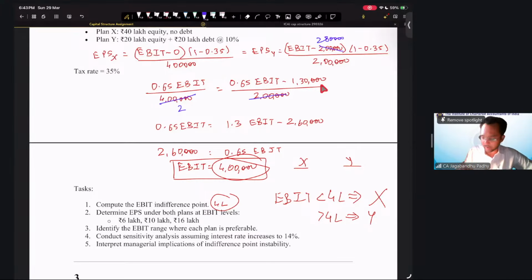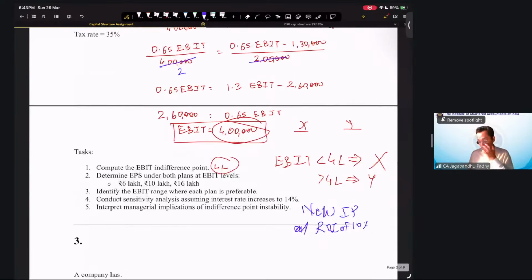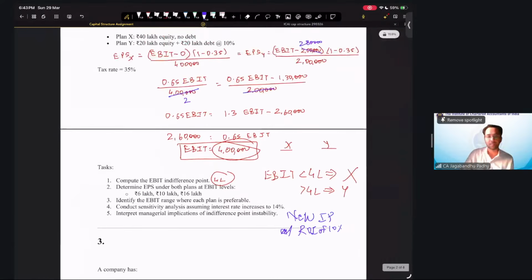So can you give me the new EBIT, guys? I mean, the new indifference point at the rate of interest of 14%. Calculate it, guys. Get the new indifference point. How much is it? 5 lakh 60? 5 lakh 60 for the 14% interest rate.